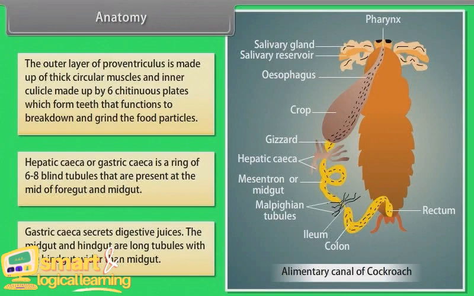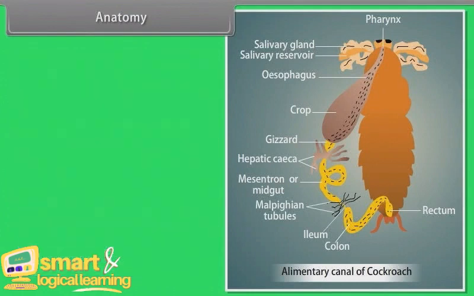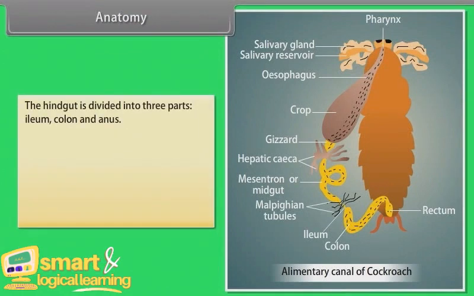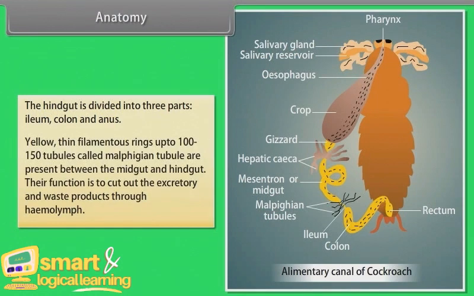The midgut and hindgut are long tubules, with the hindgut wider than the midgut. The hindgut is divided into 3 parts: ileum, colon, and rectum. Yellow, thin filamentous rings of 100 to 150 tubules called Malpighian tubules are present between the midgut and hindgut. Their function is to remove excretory and waste products through the hemolymph.